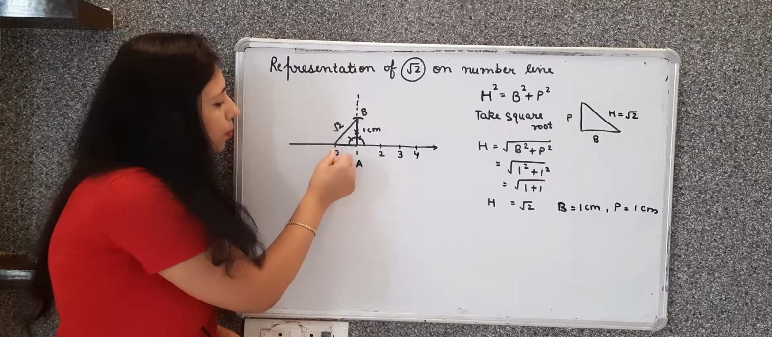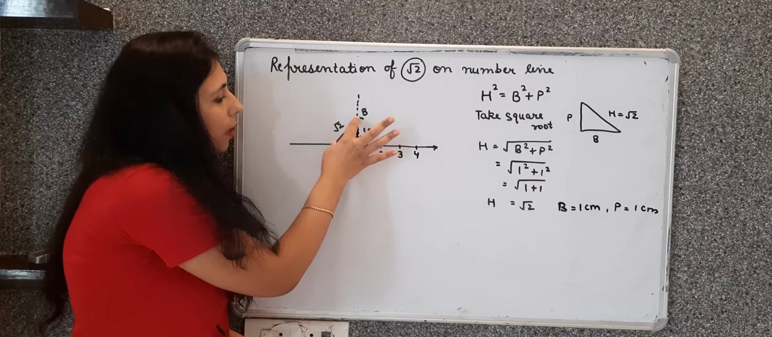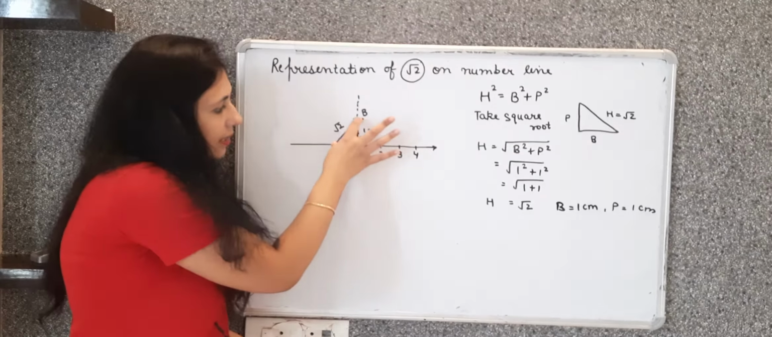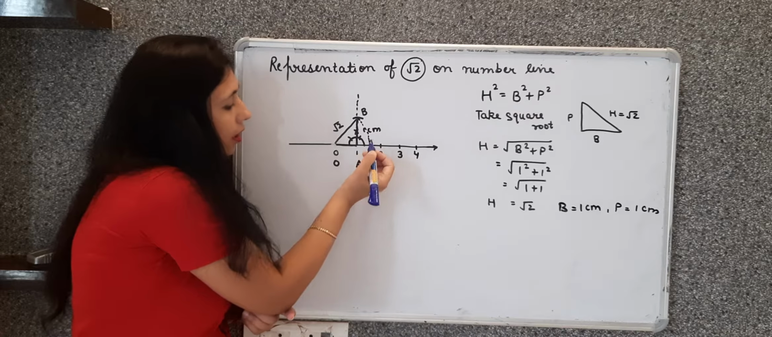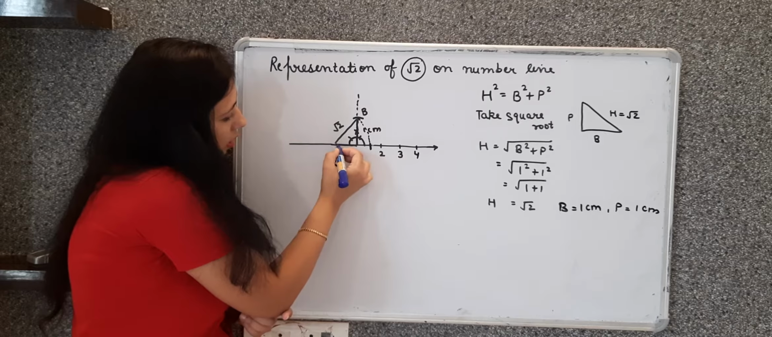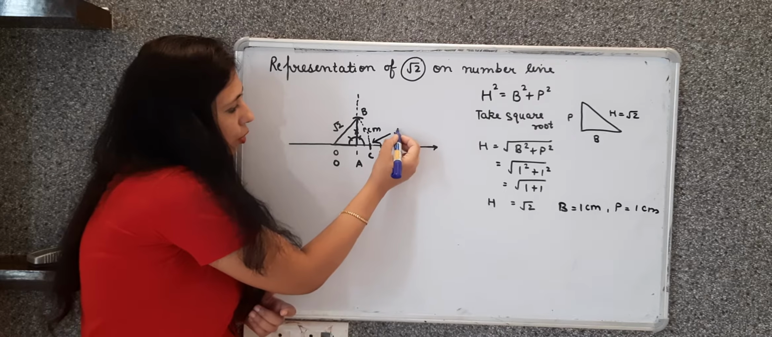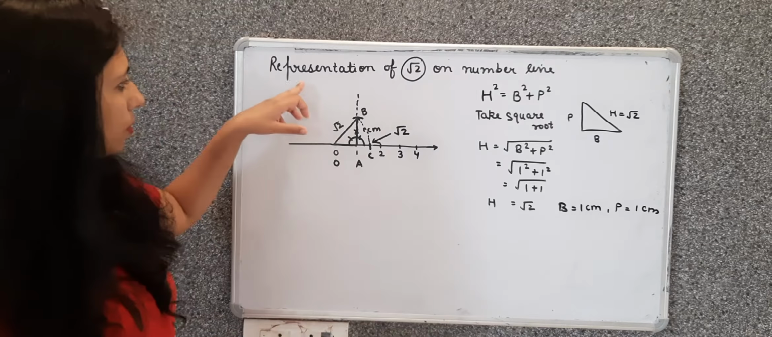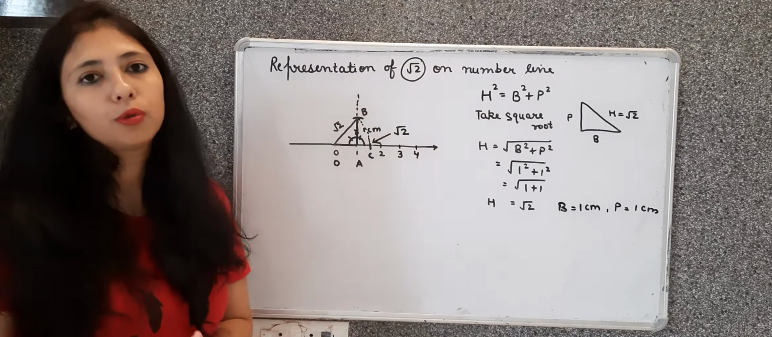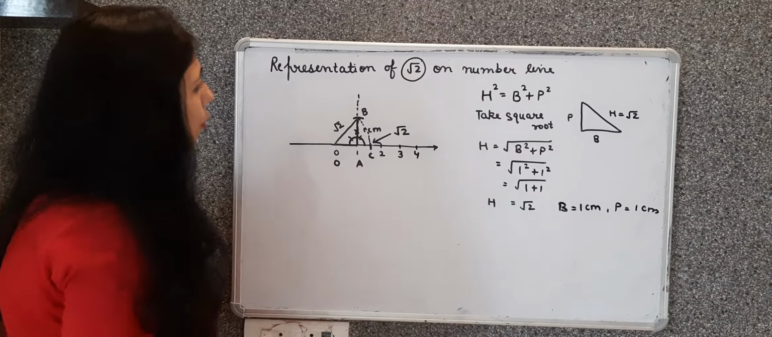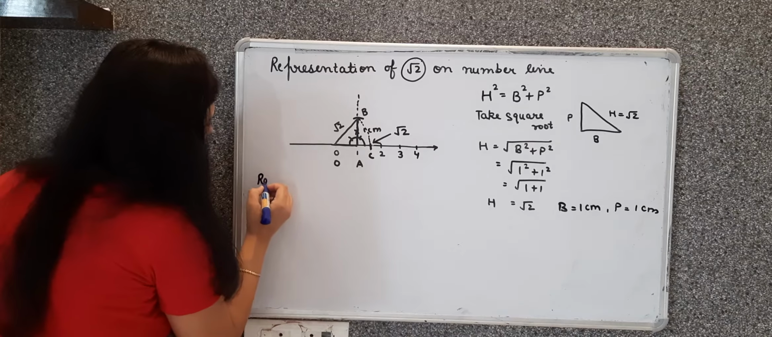So what we will do, we'll put our compass here, we'll put our pencil here, and we'll draw an arc on the number line like this. Extend your compass like this, and somewhere here you will get your arc, and this point C is what? This is your root 2. So this is the representation of root 2 on the number line. Got it? Okay.